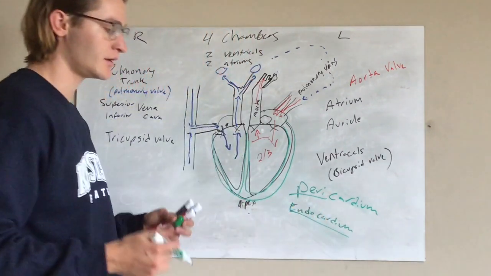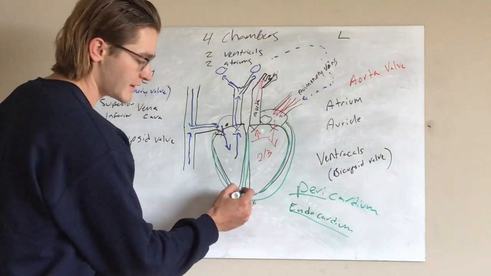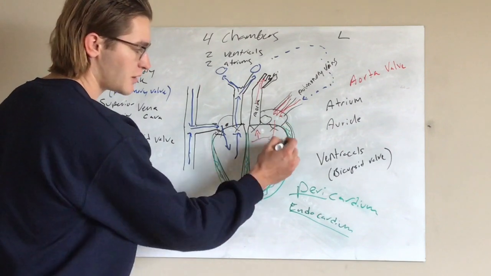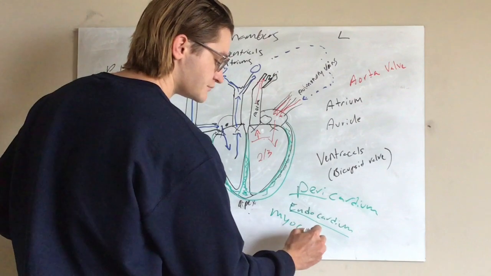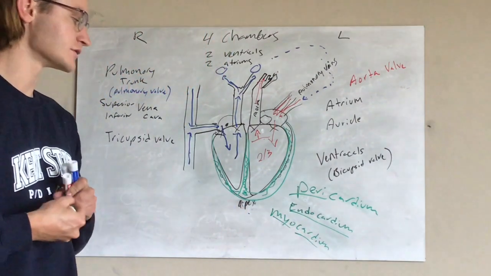Endo meaning within, cardium, so it's surrounding the ventricles. And then all this space in here is going to be filled up with probably the most popular and named one, the myocardium. Myo meaning muscle, cardium meaning heart. So it's the muscle of the heart.